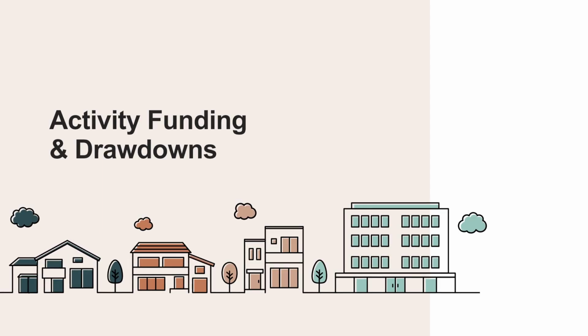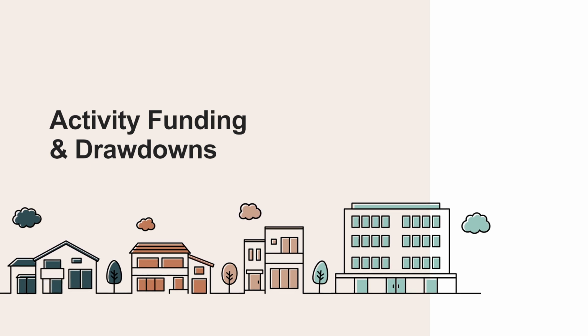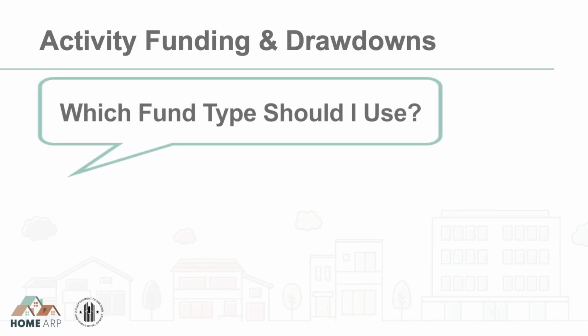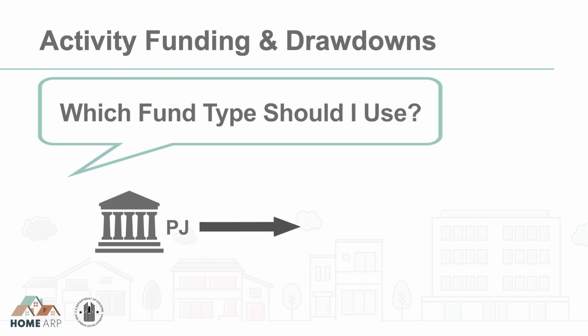Once the supportive services activity is set up, the PJ may fund the activity. The fund type used to fund a HOME-ARP supportive services activity is dependent upon whether the activity is being administered by the PJ or by a subrecipient or contractor. For a supportive services activity that is administered by the PJ, the PJ should not set up any subfunds or subgrants. The PJ must fund the activity with the entitlement, or EN, fund type.